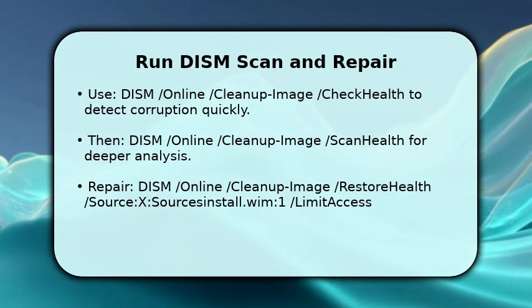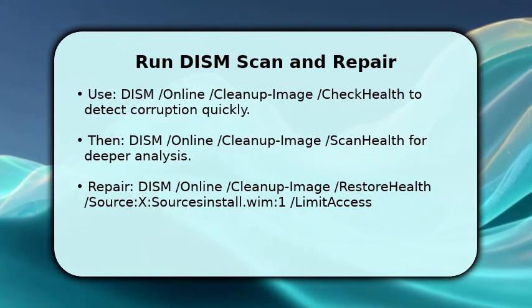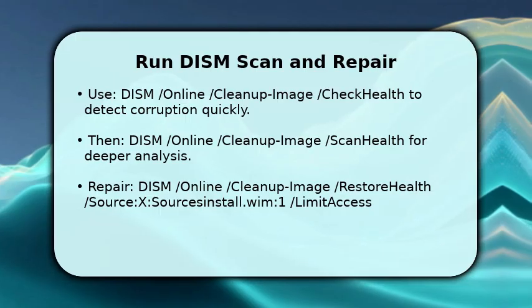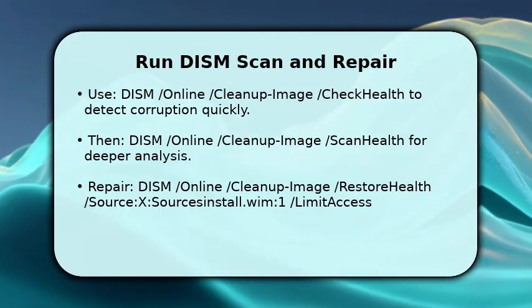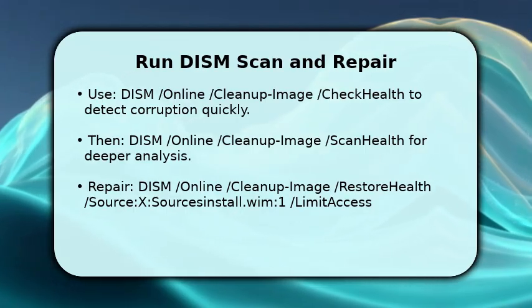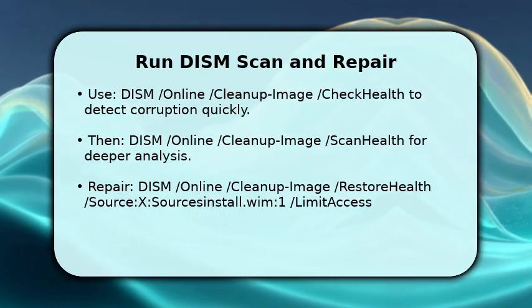You now perform detection and repair in sequence. First run CheckHealth to see if corruption exists, then ScanHealth for a thorough analysis. These steps avoid unnecessary repairs. When corruption is confirmed, run RestoreHealth while specifying the clean source path; replace X with your mounted ISO drive letter and ensure the index matches.